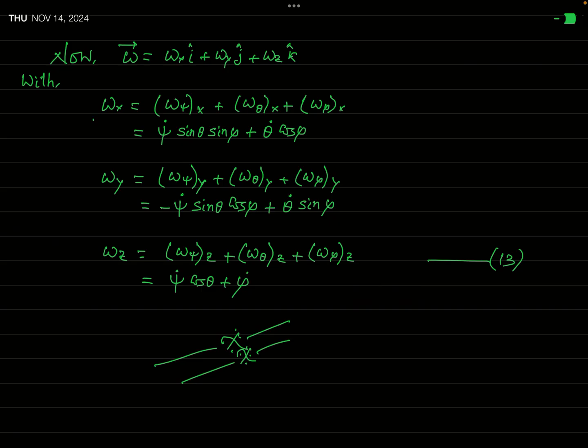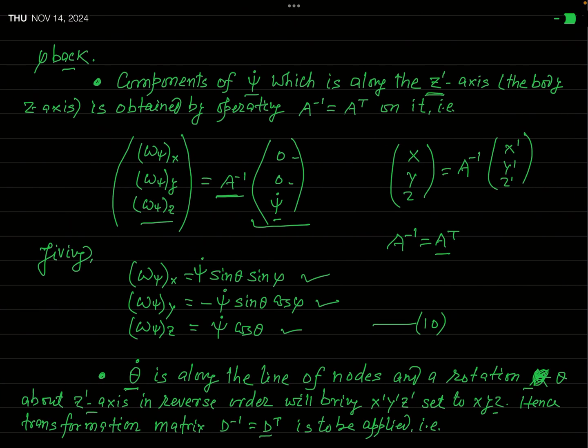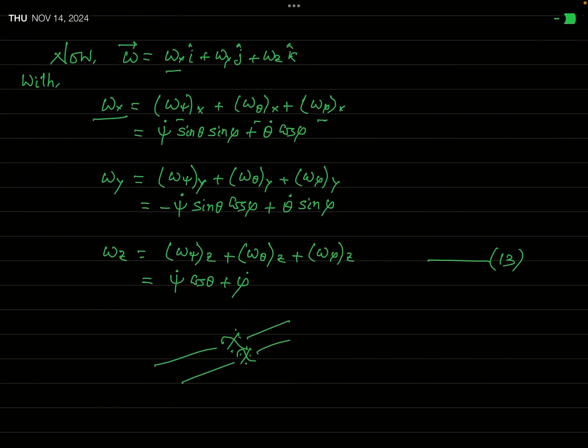And when you find omega x, which is the x component of vector omega along the x axis, that will be equal to the sum of the x components of omega psi, omega theta, and omega phi. You have already obtained omega theta x here, omega phi x here, and omega psi x here. So let us substitute all those values, and after substituting you will get that omega x, the x component of omega along the space x axis, will be equal to this much. Similarly, omega y will be the sum of omega psi y, omega theta y, and omega phi y. Again substitute the values and you will get this. And similarly, omega z is omega psi z plus omega theta z plus omega phi z, and this is equal to this much.